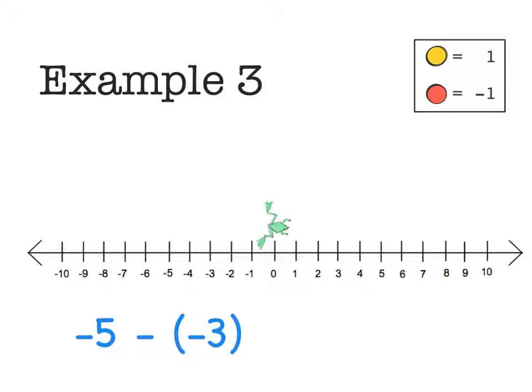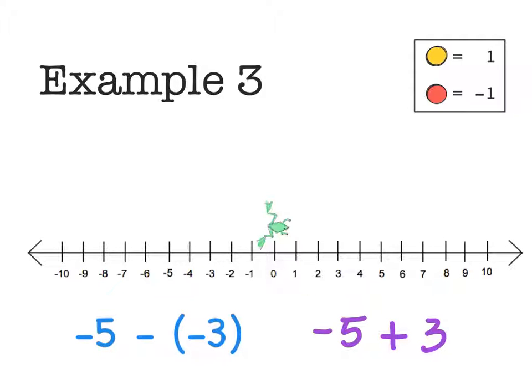With our third example, we have a negative minus a negative. So, like the previous two examples, we're going to keep the first addend the same, and then for the second number, we're going to switch that to positive. So that'll be just 3, and then we're going to change our subtraction to addition.